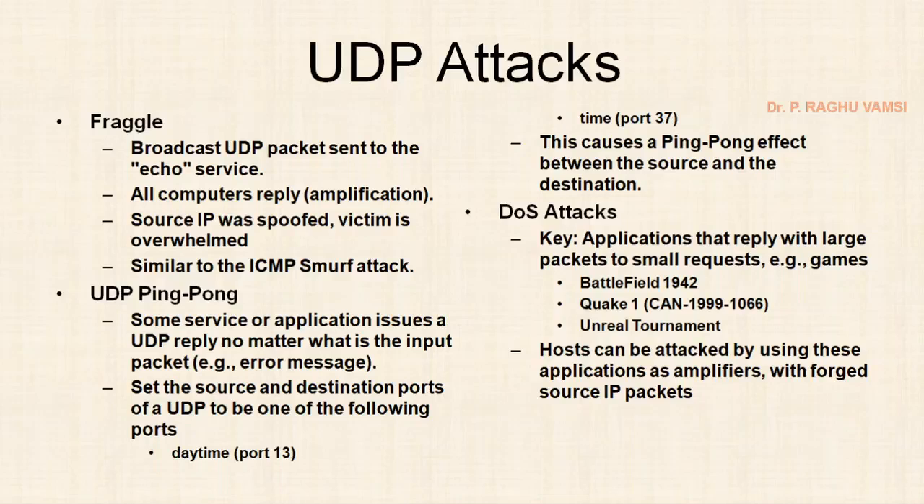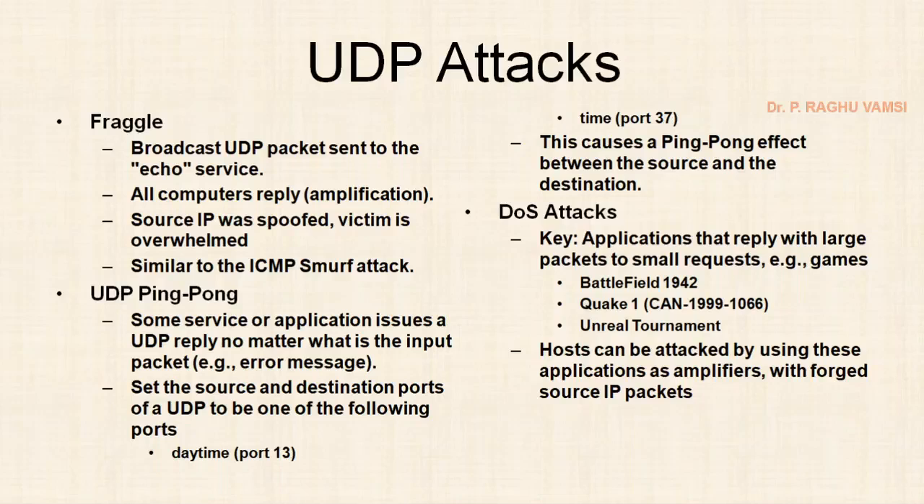So a host can be attacked by using these applications as amplifiers with forged source IP packets. Later on, they discovered that with a forged source IP address also, the amplification attack can be performed. Thereby, the ones who are using these games cannot do any other task. Sometimes the systems are very stuck, leading to denial of service. So in this way, the denial of service attack will be performed using UDP.